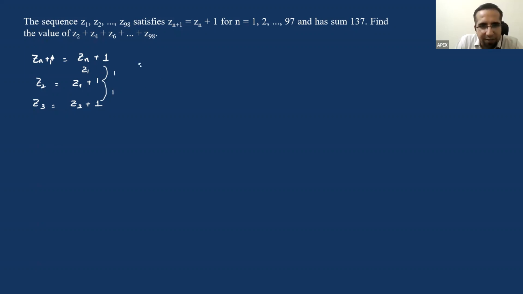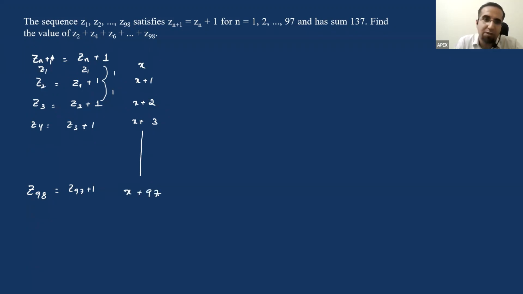Clear? So in short, if I take this as x, this becomes x plus 1. This can be written as x plus 2. Now Z of 4 is equal to Z of 3 plus 1. That will be nothing but x plus 3. And so on. If I replace n is equal to 97, this becomes Z of 98 is equal to Z of 97 plus 1. Clear? So Z of 1 is equal to x, Z of 2 is equal to x plus 1, and so on, I write till x plus 97.